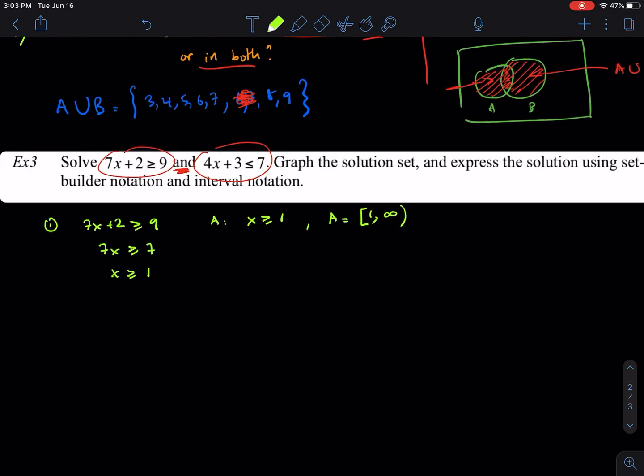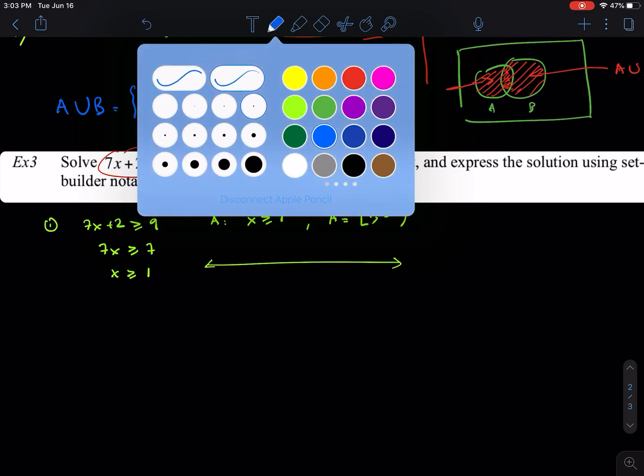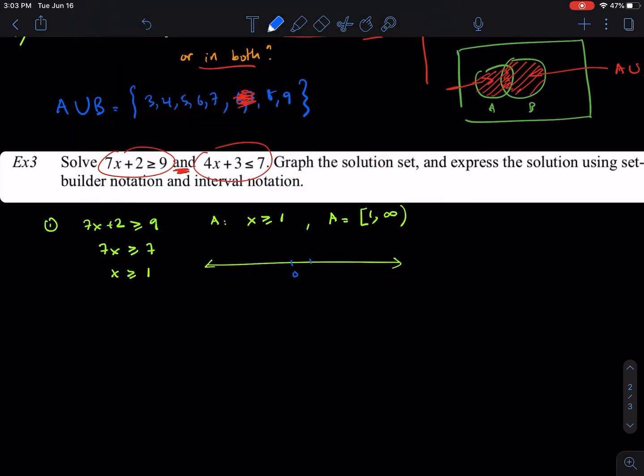What that looks like on the number line: here's 1, and here are all the numbers greater than 1. As you can see with this set A, there's no way we can list out all those infinitely many numbers greater than 1. So we can only capture it through a graph or interval notation here. So that's my set A.